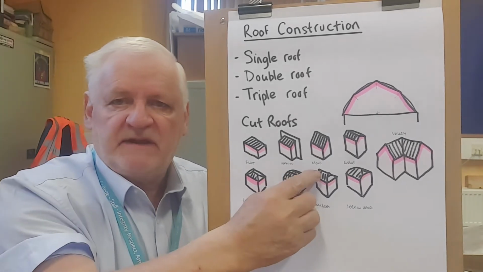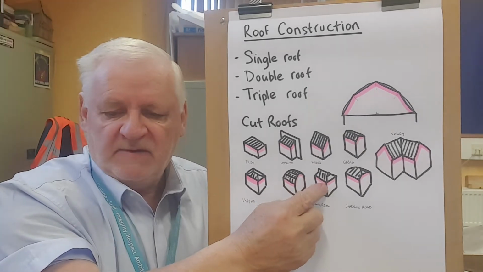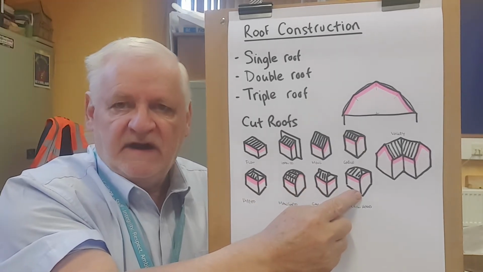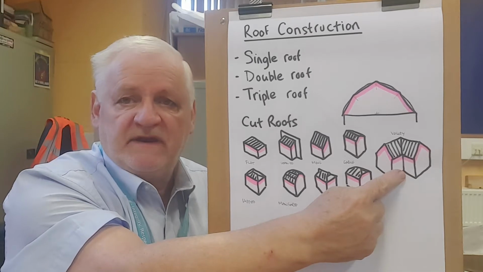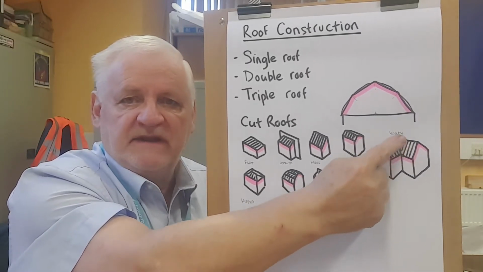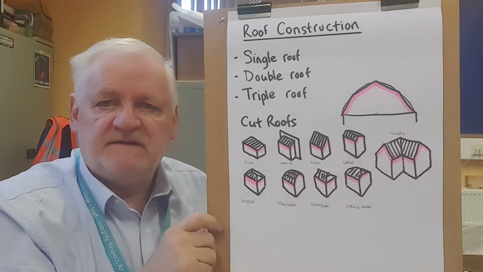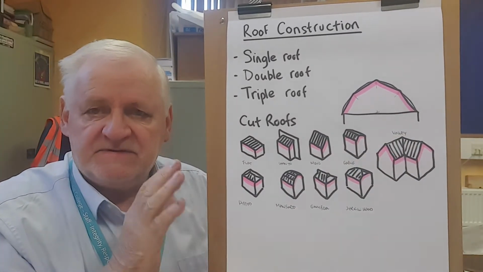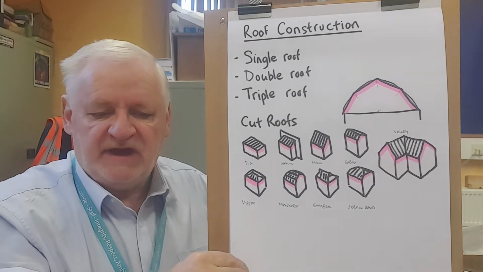And then we have a gable edge roof, which is this one. We have a jerkin head roof, and then we have this one here, which is very common. It's called a valley roof. So it's two gable ends coming in together, and there's a valley between the two. So those are your basic roof shapes.